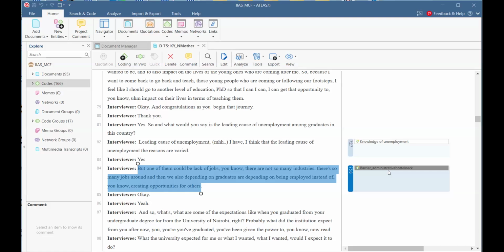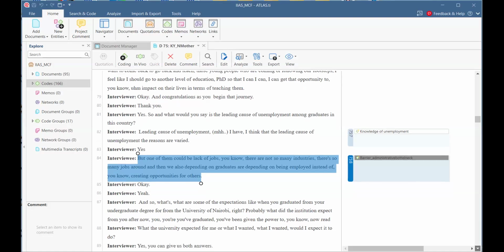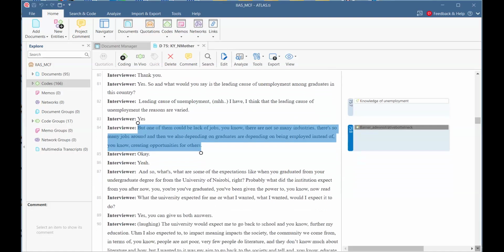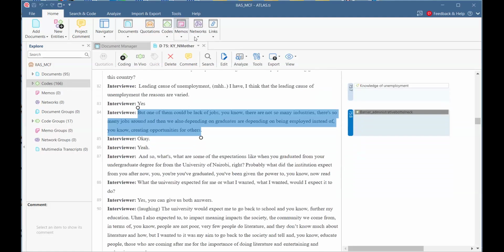So she said, but one of them could be lack of jobs. There are not so many industries. There are so many jobs around. And graduates are depending on being employed instead of creating opportunities for others. So lack of jobs, there are administrative bottlenecks, there are no industries. So that is what it looks like to code.